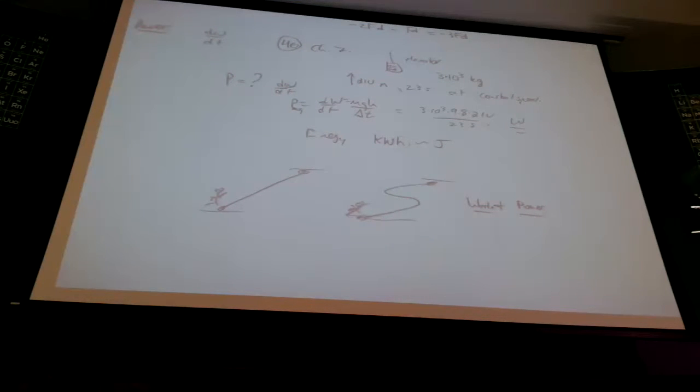Sorry? No, this guy's taking a little longer time. Yeah, the guy going around is taking a little longer time. Since the time is longer for the second one, the overall power will be less. But the work stays the same, because it's a conservative force. So all that matters is how high you went up. But the time takes more for this guy. So when you divide by a bigger number, you're going to have a smaller power.